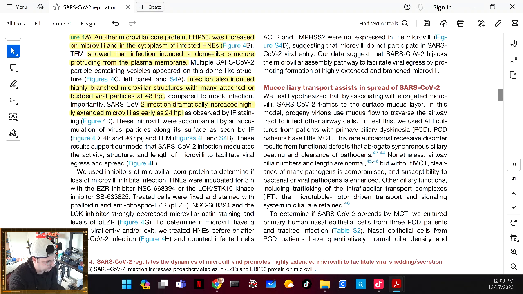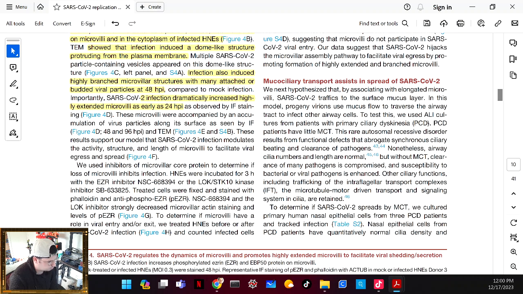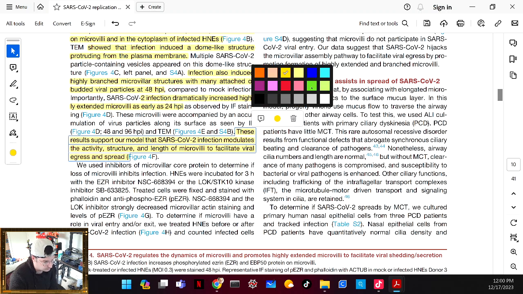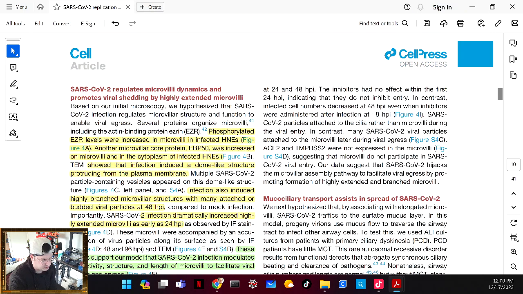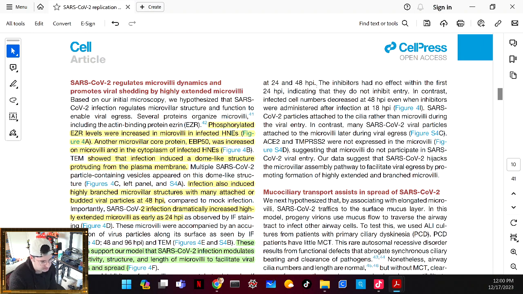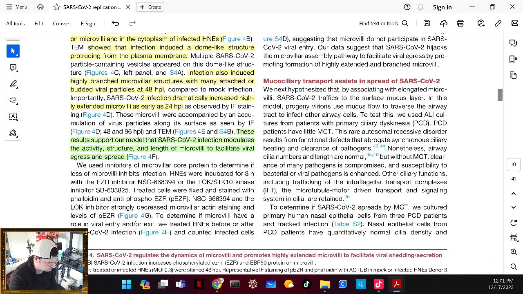These microvilli were accompanied by an accumulation of virus particles on the surface. These results support our model that COVID infection modulates the activity, structure and length of microvilli to facilitate viral egress and spread. It's one of the big parts of this. Very interesting. We used inhibitors of microvilli core protein to determine if the loss of microvilli inhibits infection. Treated cells are fixed and stained. Not super interested in that. Oh, the inhibitors had no effect within the first 24 hours, indicating they do not inhibit entry. Okay.